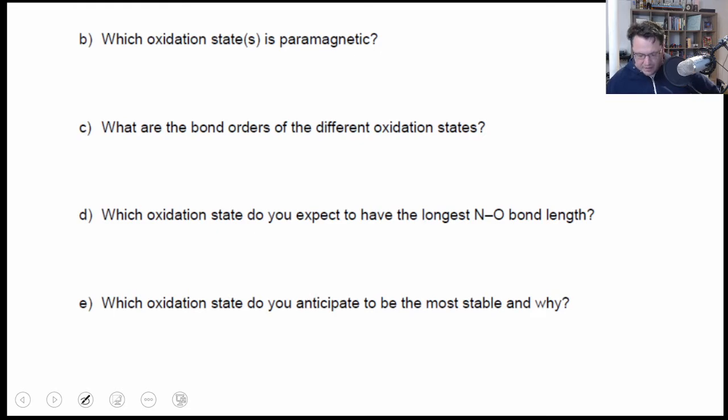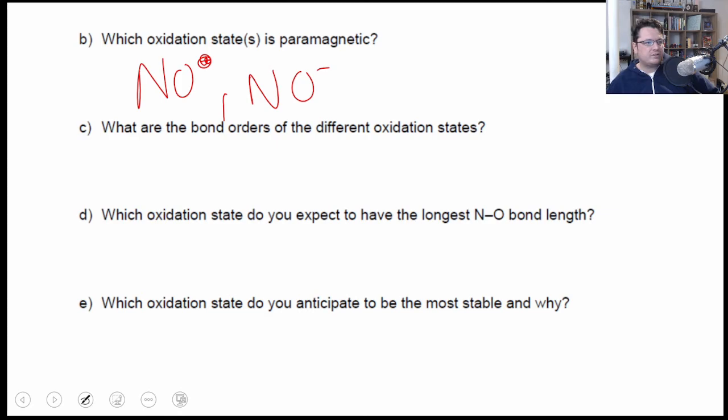But for part B, now that we've done the MOs, there are some questions that we can answer about them. Part B says which oxidation states are paramagnetic. Anything that has unpaired electrons is going to be paramagnetic. So NO dot, because it has one unpaired electron, is going to be paramagnetic. And then NO minus, because it has 2 unpaired electrons, is also going to be paramagnetic. So both of those are going to be paramagnetic, not NO plus.